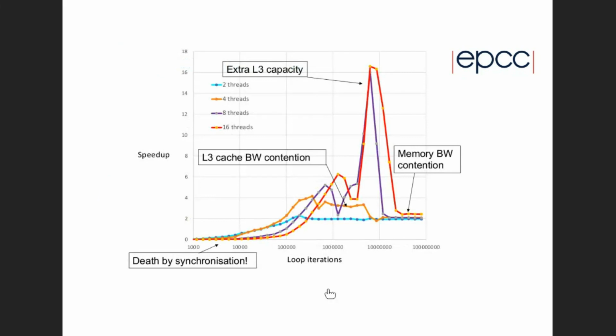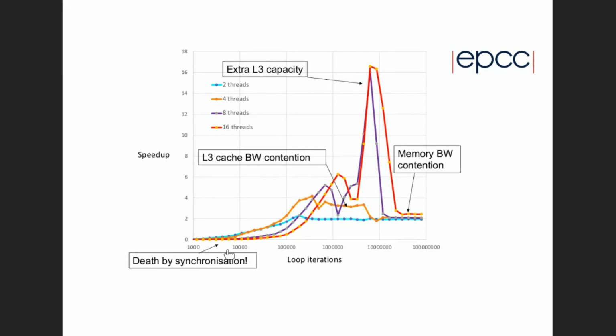So these are the results. Let me explain what I'm showing here. The x-axis has the number of loop iterations. The y-axis is the speed up, and the different lines correspond to different numbers of threads. First thing to note is that this actually has nothing to do with memory bandwidth. It's just to illustrate one of the other evils, which is synchronization.